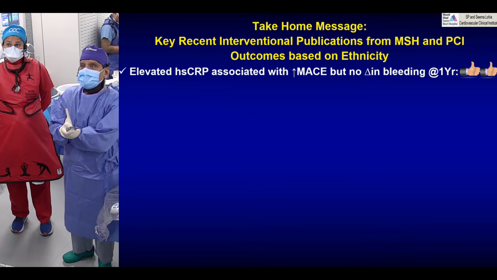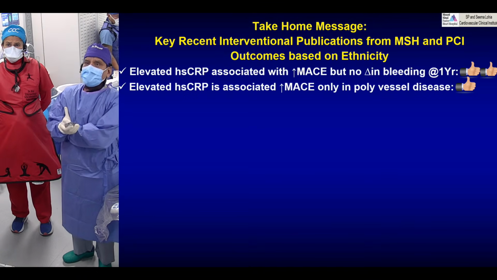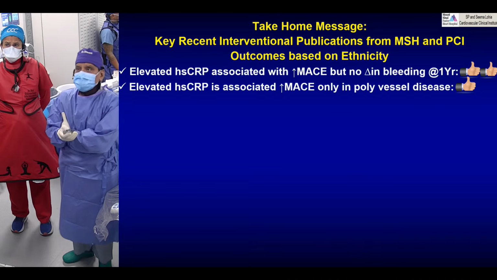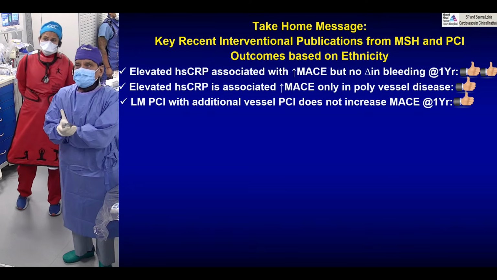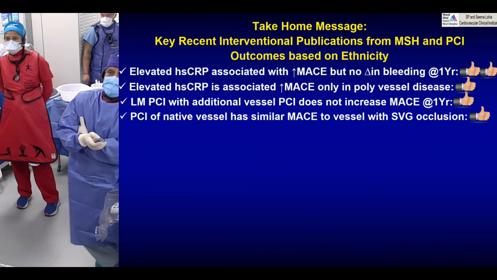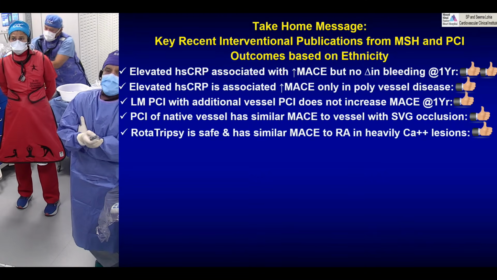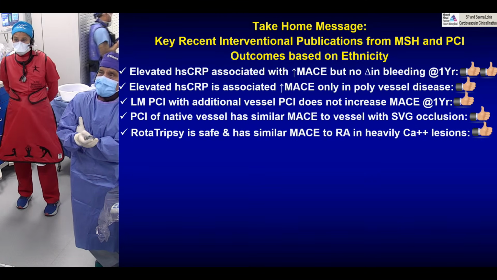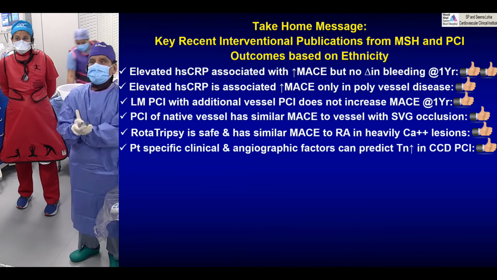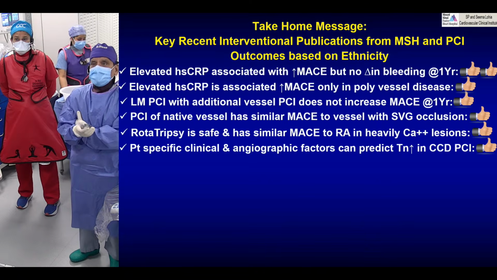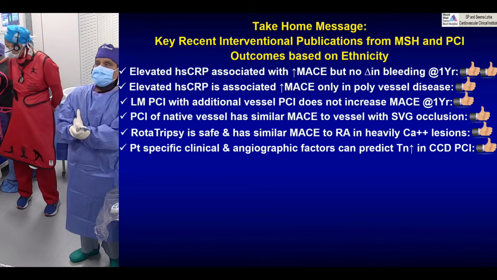Elevated CRP is associated with increased MACE, but no increase in bleeding after PCI. With good understanding now, elevated CRP is associated with increased MACE only in polyvessel disease. Then left main PCI with an additional vessel is good; it does not increase MACE, so it could be done. PCI of native vessel has similar MACE to the vessel with SVG occlusion. Another good observation we had. Rotatripsy is safe and has similar MACE to RA in heavily calcified lesions, particularly in the cases which were done, where we have the case control. Then patient-specific clinical and angiographic factors can predict troponin increase in chronic coronary disease PCI.